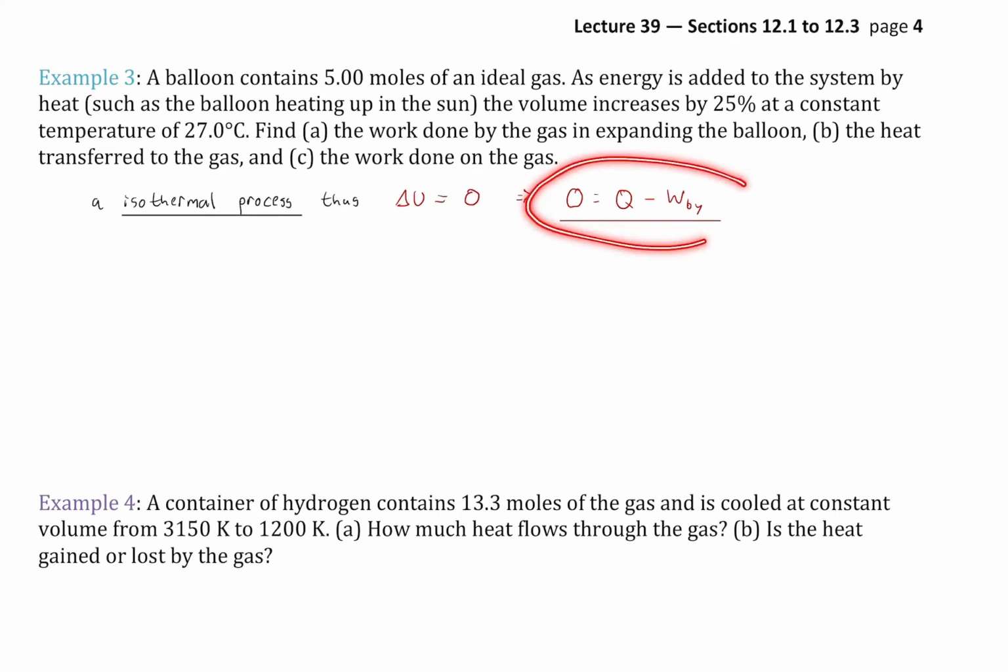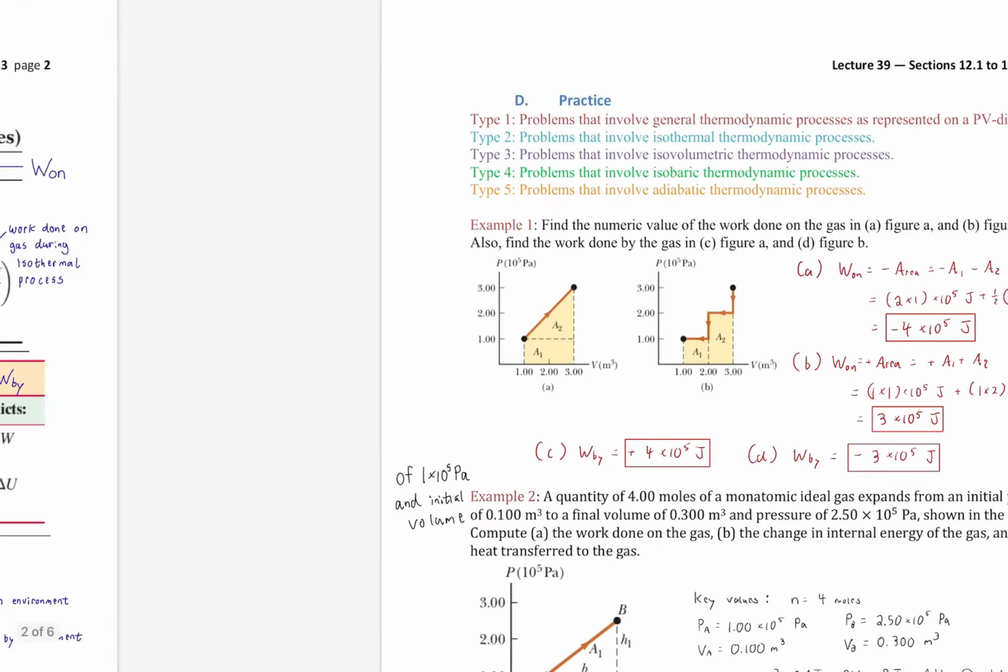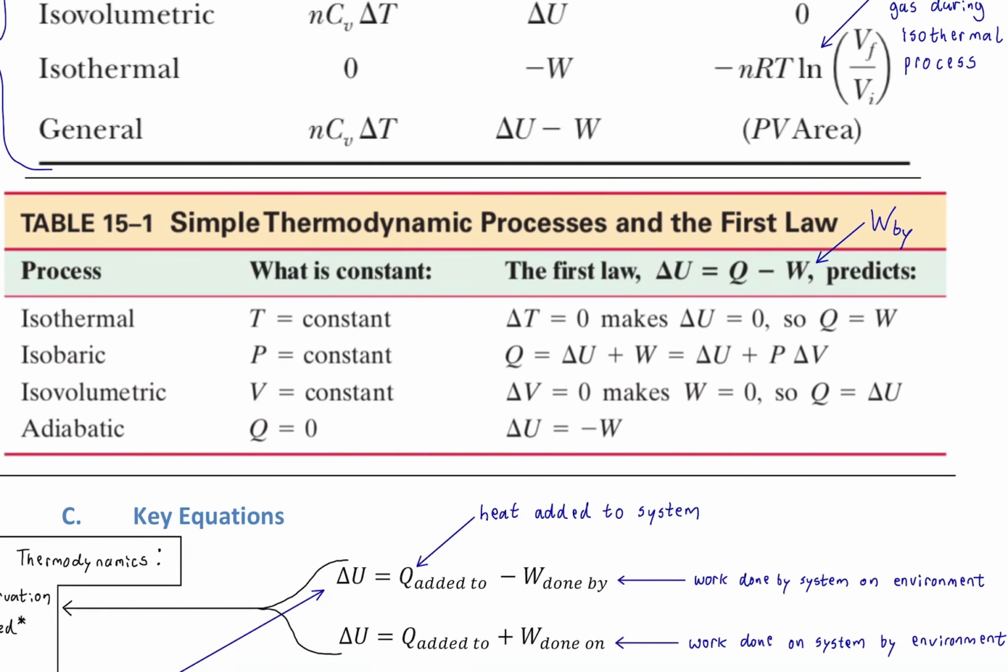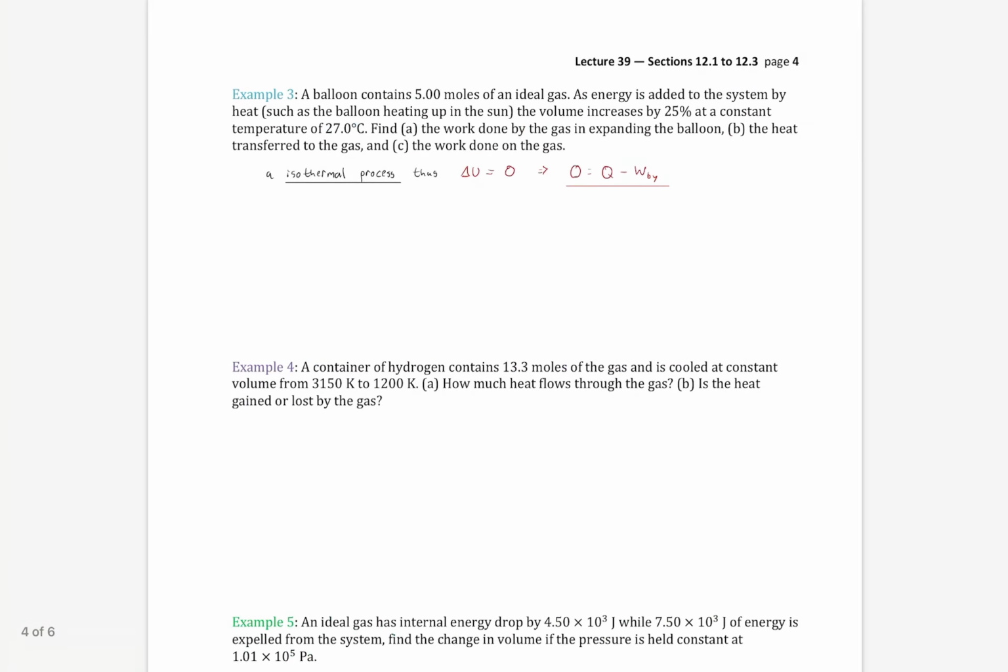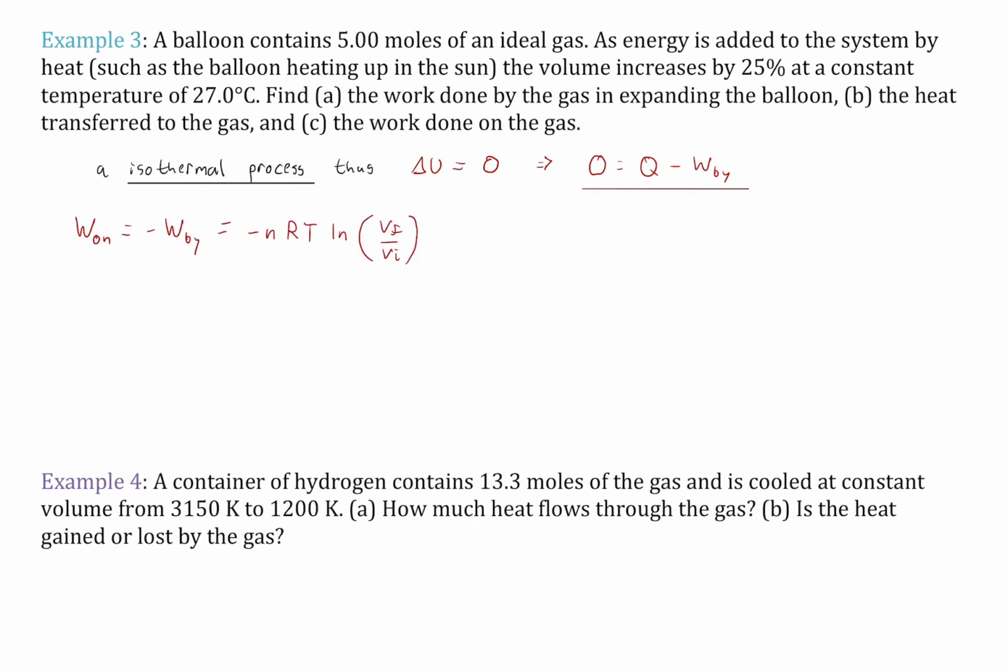So we can rewrite the first law of thermodynamics as 0 equals Q minus work by. And this is the kind of stuff that shows up in this table here, so this would be a good reference for something like this. That's basically what I'm drawing on here. Then we know that the work done on is equal to the negative of the work done by, which is just equal to negative nRT natural log of V final over V initial.